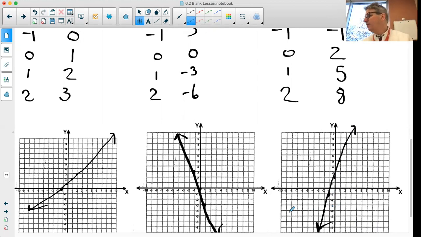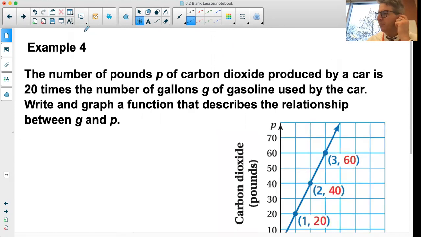Okay, now we're going to move on to our last example for this lesson. It's example 4, and it's under the real life application with regards to 6.2 and functions. So the number of pounds, P, of carbon dioxide produced by a car is 20 times the number of gallons, G, of gasoline used by the car. Write and graph a function that describes the relationship between G and P.